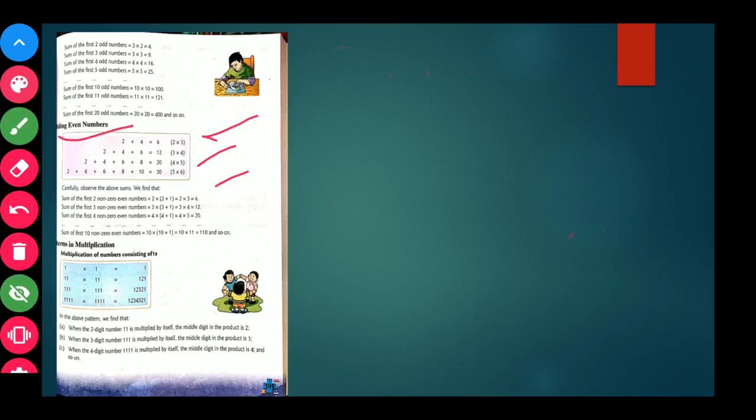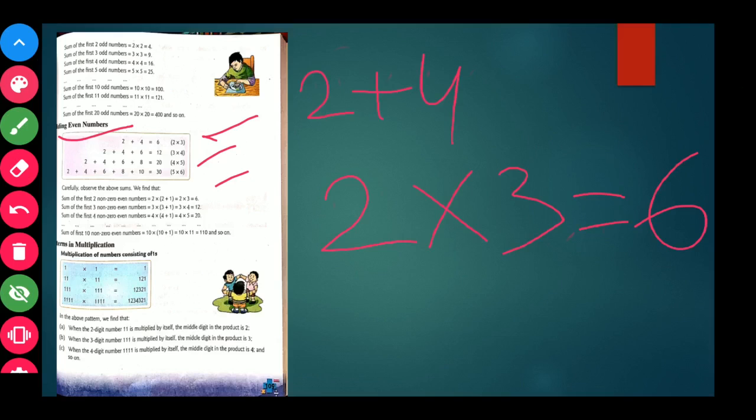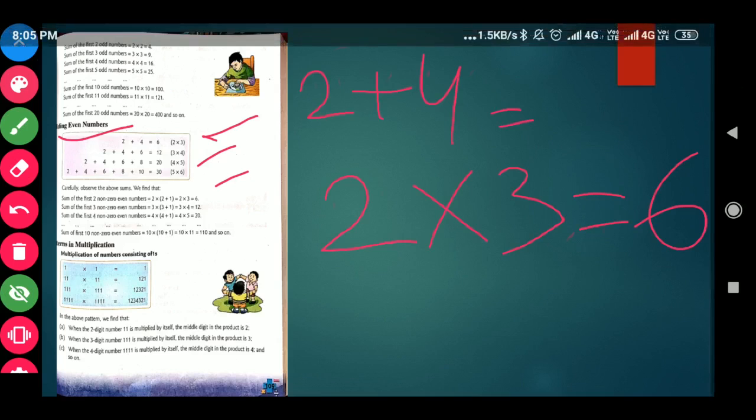The first one is 2 plus 4. How to find the sum? I told you, multiply the number of digits. Here 2 digits are given. So multiply 2 by the next consecutive number, and the next consecutive number after 2 is 3. So multiply it by 3. You will get the answer 6. And here also you can see the answer is 6.